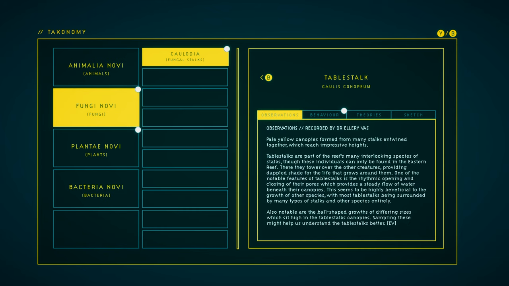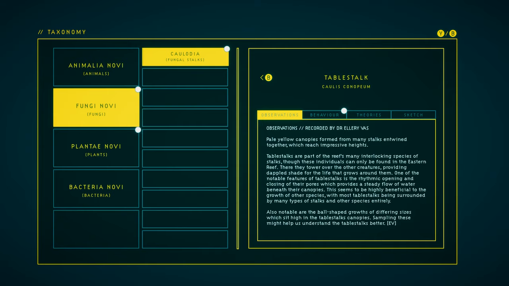Pale yellow canopies formed from many stalks entwined together, which reach impressive heights. Table stocks are part of the reef's many interlocking species of stalks, though these individuals can only be found in the eastern reef. There, they tower over the other creatures, providing dappled shade for the life that grows around them. One of the notable features of table stalks is the rhythmic opening and closing of their pores, which provides a steady flow of water beneath their canopies.